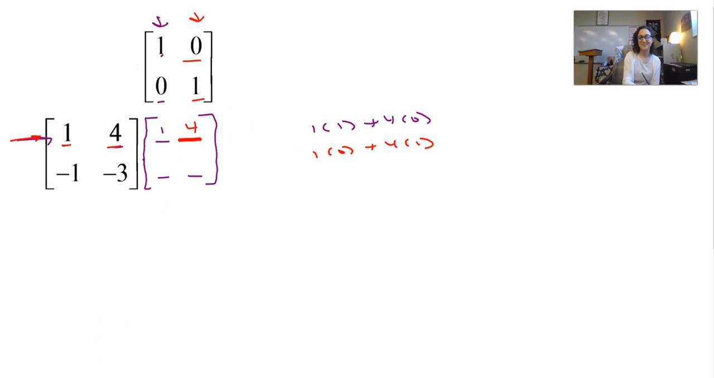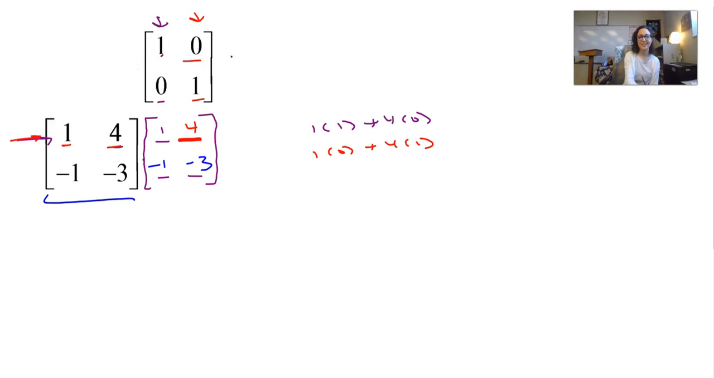First pause on the screen, can you fill in the last row for me? Hit continue when you're ready to check. All right, our last row should be negative 1, negative 3. Notice that our result is exactly what we started with here. And why is that? Do you remember?